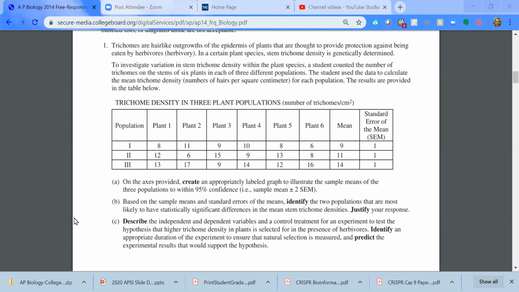Okay. Now, part C was actually an experimental design question. Describe the independent and dependent variables and a control treatment for an experiment to test the hypothesis that higher trichome density in plants is selected for in the presence of herbivores. Identify an appropriate duration of the experiment to ensure natural selection is measured, and predict the experimental results that would support the hypothesis. So independent variable, there's a couple different ways you could do this.